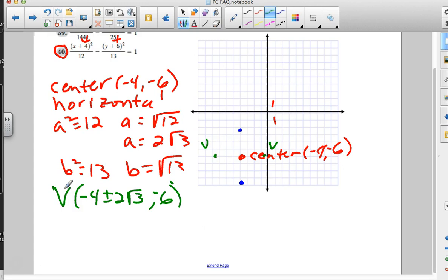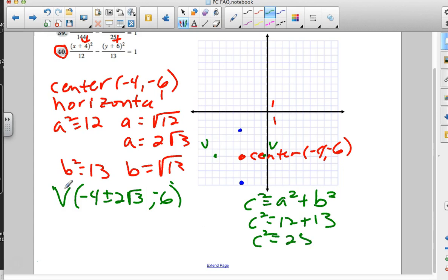Now, they didn't ask for the covertices because we don't call them that when we do hyperbolas. Those are our semi-conjugate axis. What we need to do here is think about where those foci are going to be. And so that's our c squared equals a squared plus b squared. When we're talking about hyperbolas, there is subtraction in the formula, so to find anything that's missing, we use addition. So c squared is going to equal our a squared and b squared values of 12 and 13.